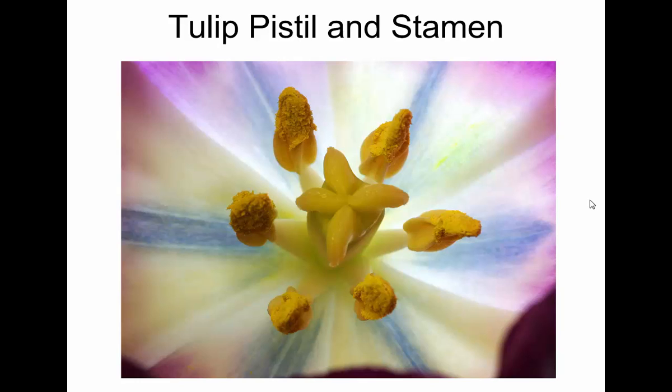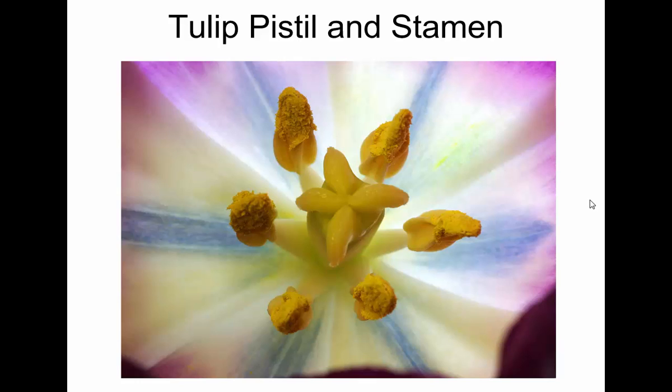Then in the center of the flower, the reproductive parts, what would this be? Yeah, this is the stigma. The whole thing would be the pistil. Really, we only see the stigma here. This is where pollen grains would land to pollinate this specific flower.